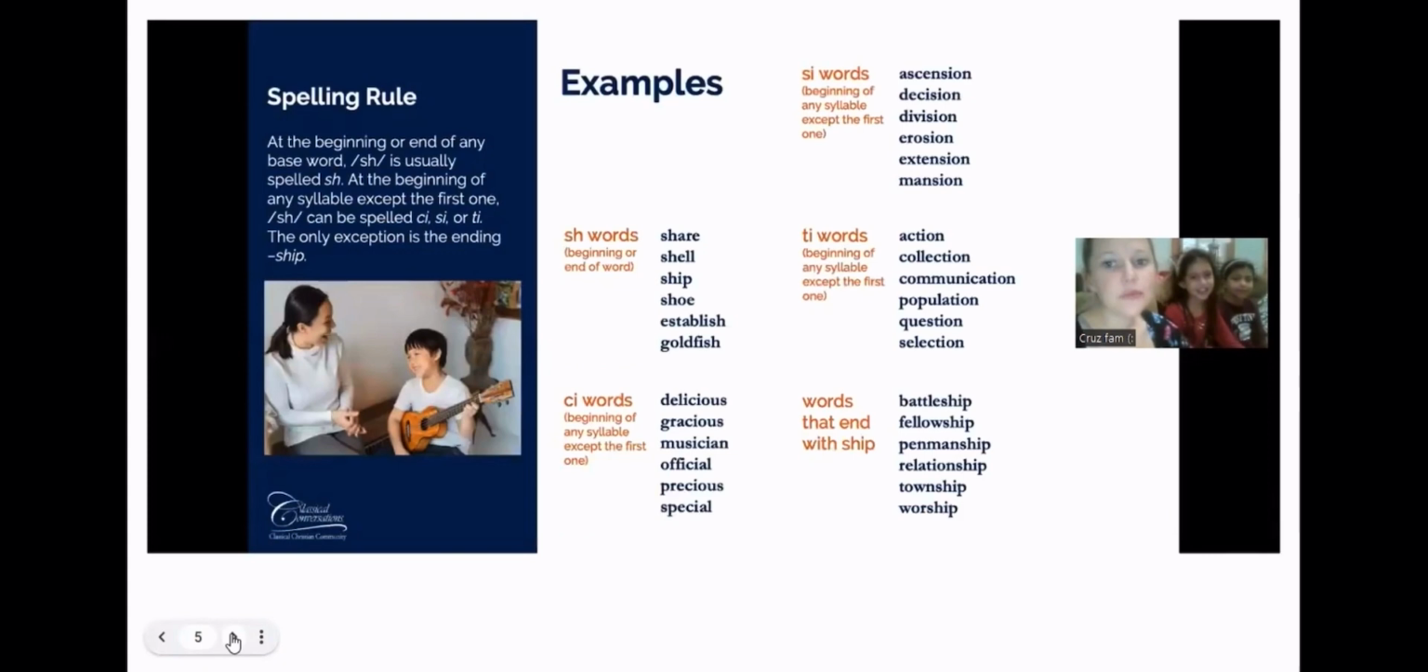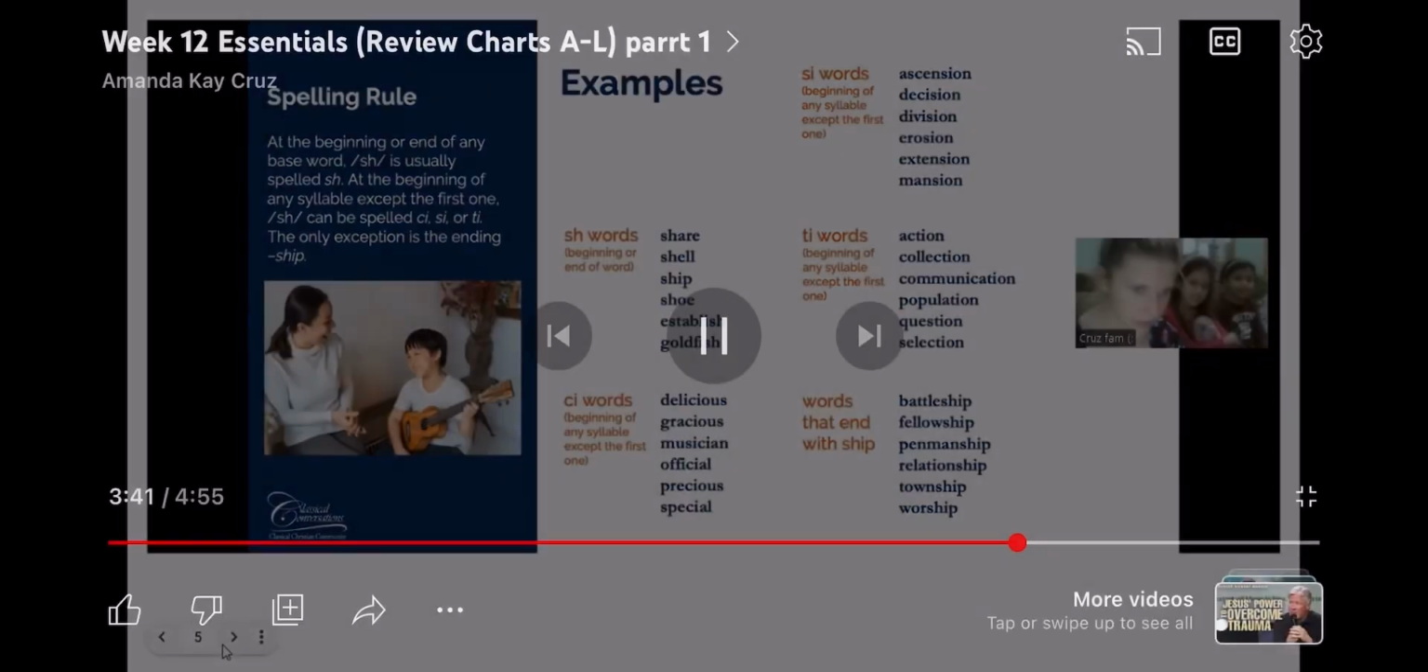Here are more examples of the spelling rules provided by CC Connected. Examples of words beginning with SH are share and shell. Words beginning with CI are delicious and gracious. Words beginning with SI are ascension and division. Words beginning with TI are action and collection. And the words that are ending with ship, that are an exception to the spelling rule: battleship, fellowship, penmanship, relationship, township, worship.